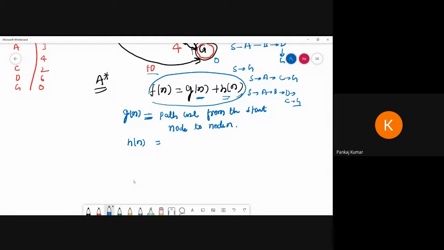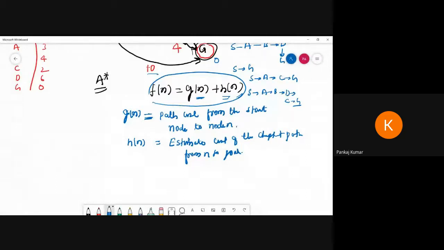Now see this one, h of n. We can say that h of n is the estimated cost of the cheapest path from n to goal. Okay, estimated cost of the cheapest path from n to goal.